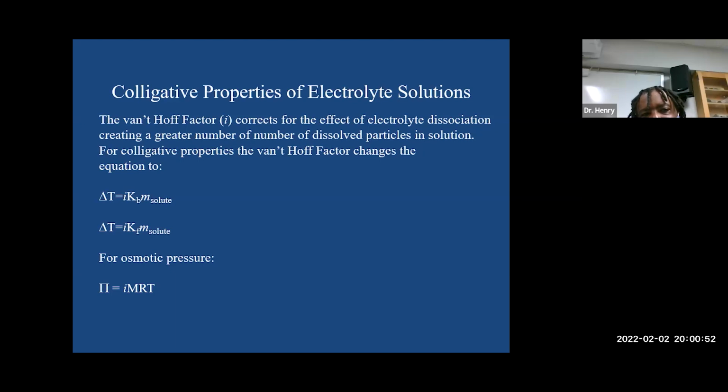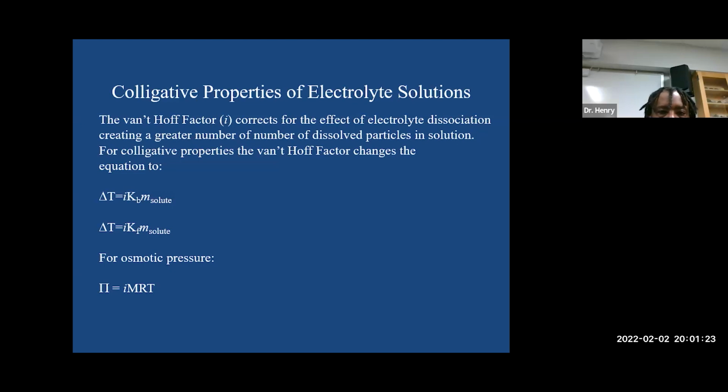Okay, so the colligative properties of electrolyte solutions. In this case, we're going to add another factor. This is called the Van't Hoff factor. Now, the Van't Hoff factor basically says that these solutions are dissolving, so you have to take both ions into consideration, because now you have two things contributing, that plus charge and that minus charge. So you have this i, which is going to be a correction factor.